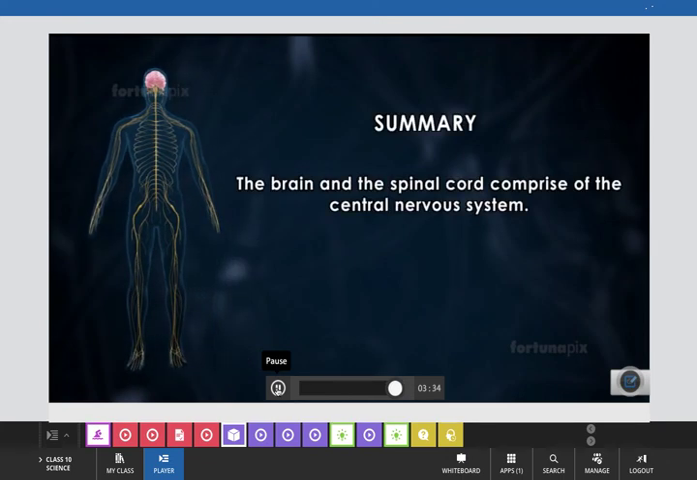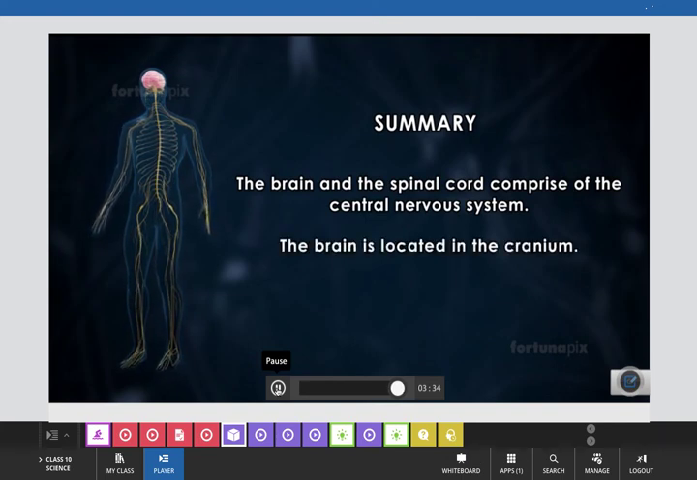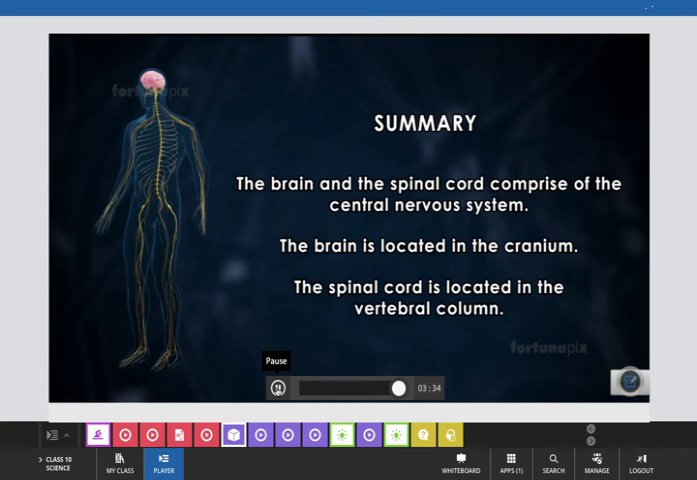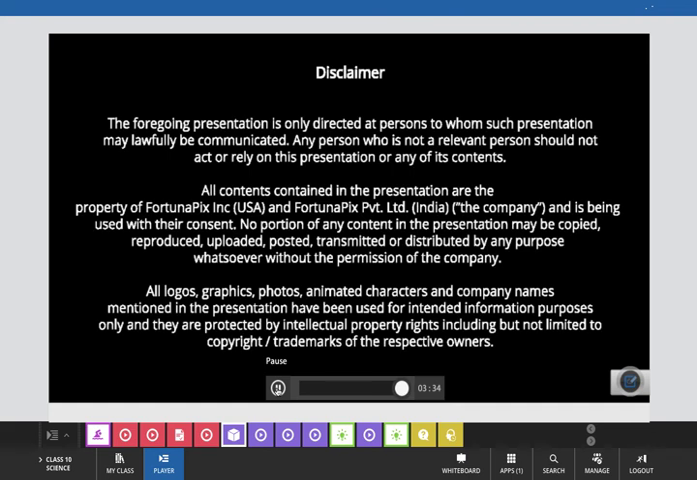Summary. The brain and the spinal cord comprise the central nervous system. The brain is located in the cranium. The spinal cord is located in the vertebral column. Now I think it is clear how our nervous system helps in control and coordination.